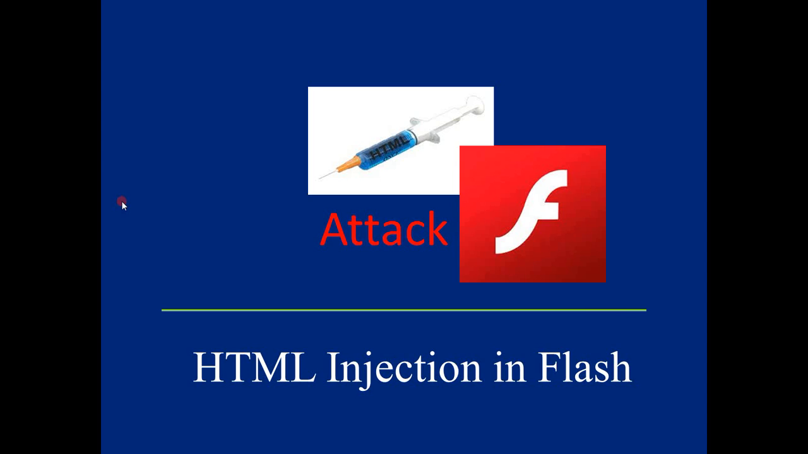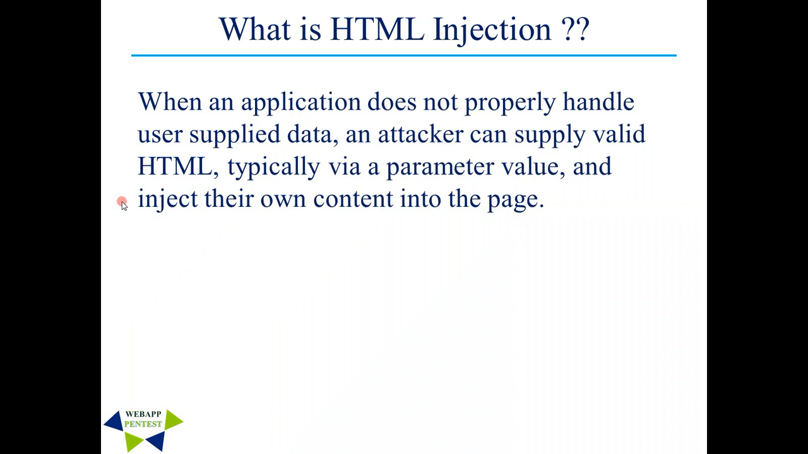In order to carry out HTML injection in Flash applications, we need to first understand what HTML injection is. When an application does not properly handle user supplied data, an attacker can supply valid HTML, typically via a parameter value, and inject their own content into the HTML page. In the case of HTML injection, the attacker can inject their own HTML code into a web application and modify it as per the attacker's need.